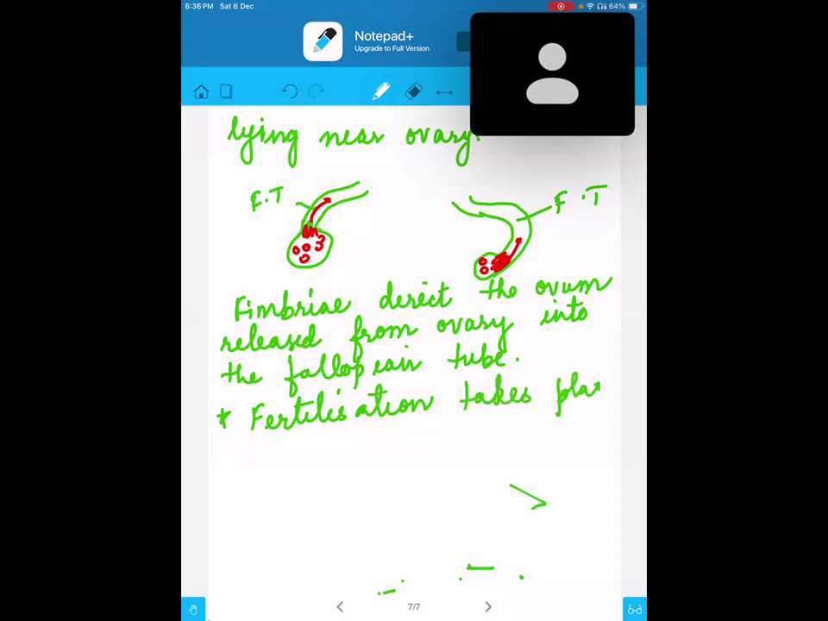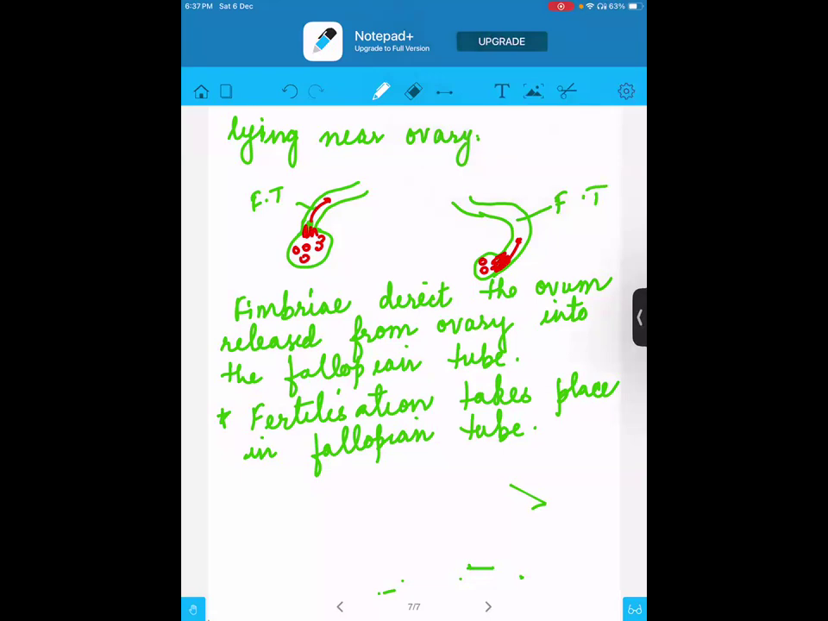Now, the last point: fertilization takes place in the fallopian tube, which is the most important part of the female reproductive system. If the fallopian tube has sperm, they will start the fertilization process. If they do not have sperm, then the menstrual cycle process will happen. So that is about the oviduct.